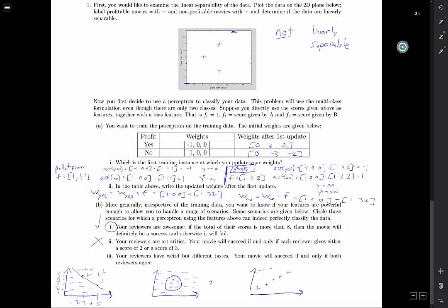But keep in mind that the negative examples are on both sides. And in perceptrons, you're finding a boundary. So even if I draw a line through here, everything, let's say above it, will be classified as plus, and that's not correct. So therefore, given our current features, we also cannot do this.